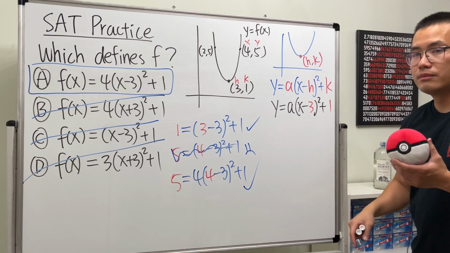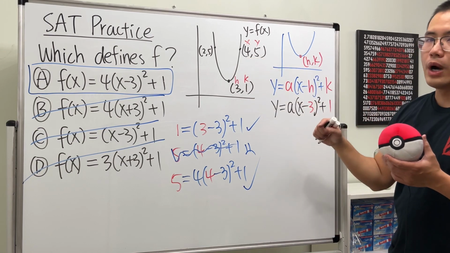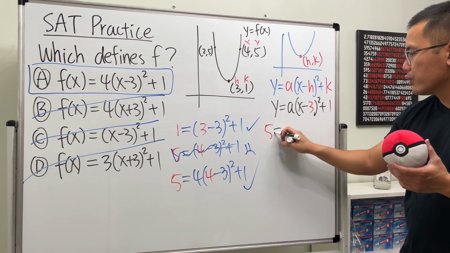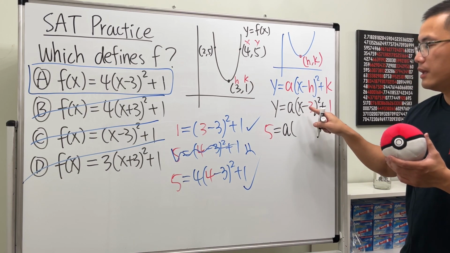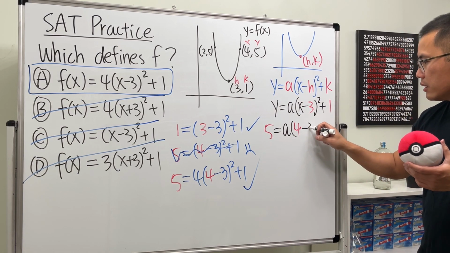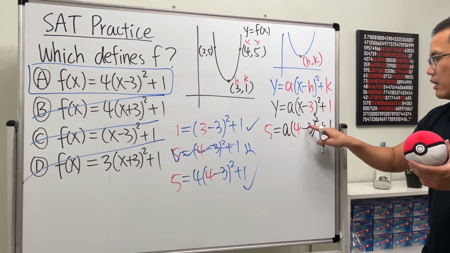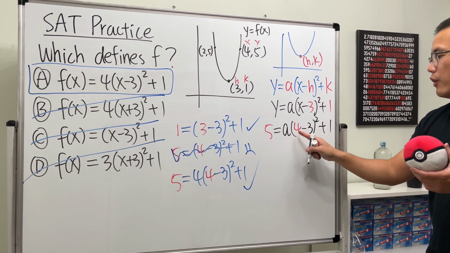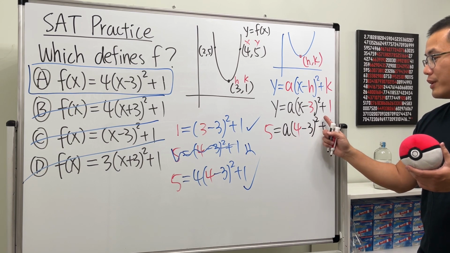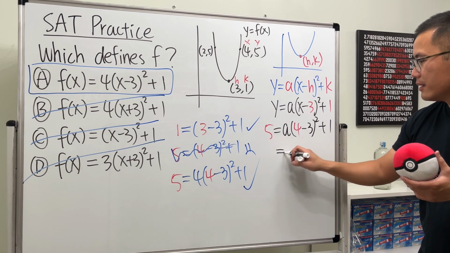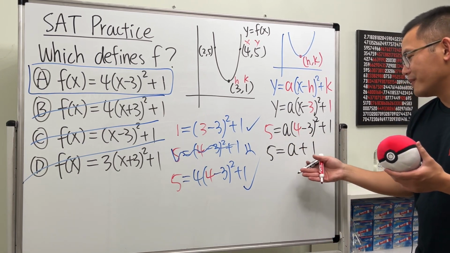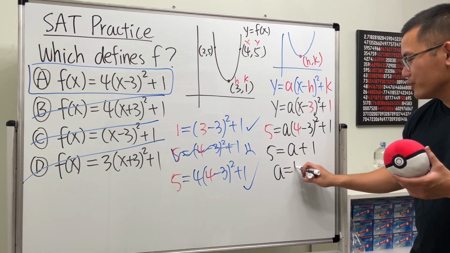So let's use this. Again, this will be just x, and that will be y. Put a 5 in here. So we have 5. That's equal to a, which we don't know, times (x is 4, and then minus 3), square that, plus 1, and we just have to work this out. 4 minus 3 is 1, 1 squared is 1, so this is just a, and then plus 1, and that's equal to 5. Subtract 1 on both sides, a is equal to 4.